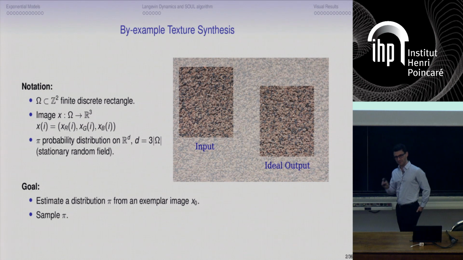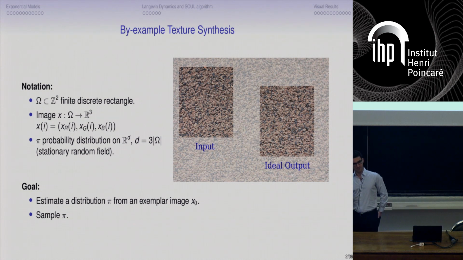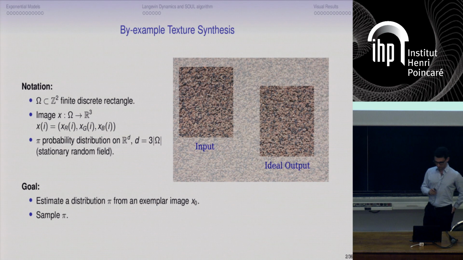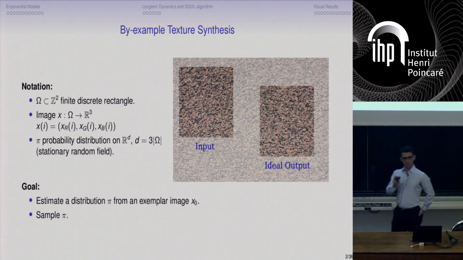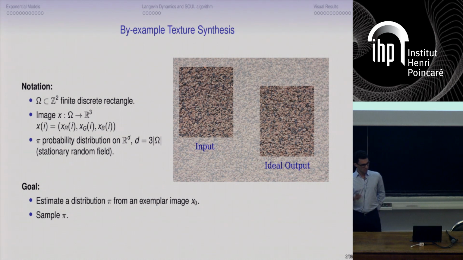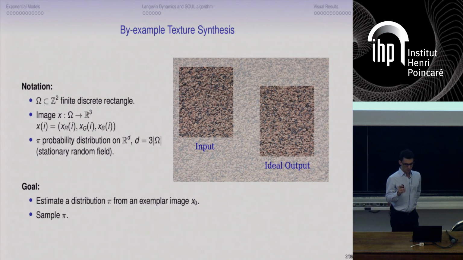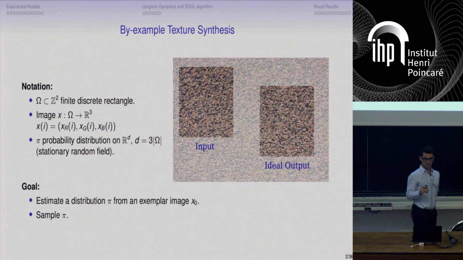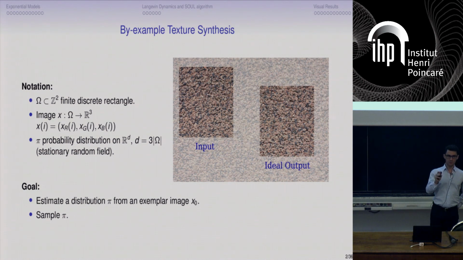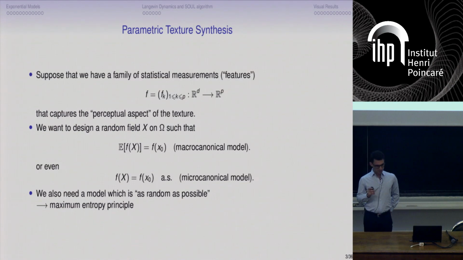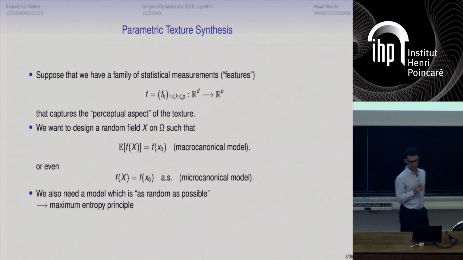Of course, from a statistical point of view, it's a bit delusive or even a bit absurd to infer a whole probability distribution from one single exemplar image x0. But in the case of textures, we have some assumptions that make the problem simpler. First, since we consider essentially homogeneous images, we can restrict to stationary random fields, so probability distributions which are invariant under translations. Another assumption that makes the problem simpler is to restrict to parametric classes of texture models.